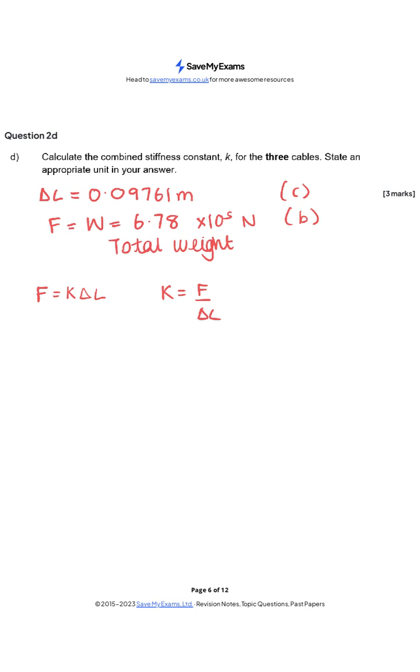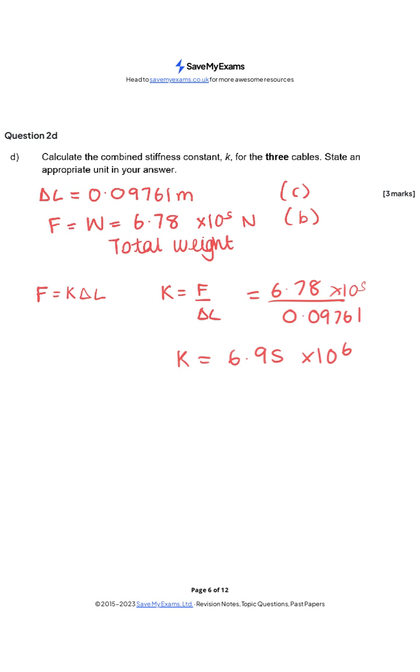So before we divided it by 3, this is the weight that the 3 cables are supporting, so the total weight of our masses. So we're going to do 6.78 times 10 to the 5 divided by 0.09761. And the answer that we should get for K is 6.95 times 10 to the power of 6.